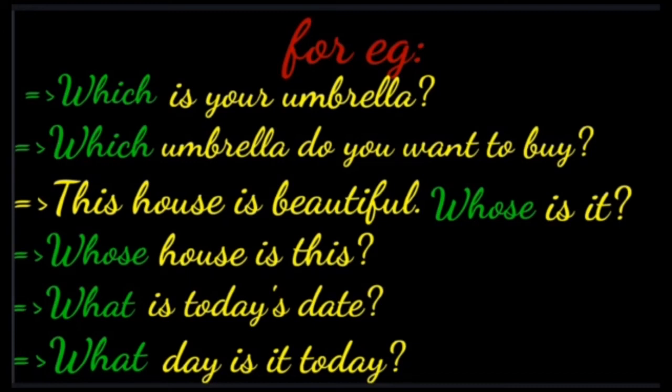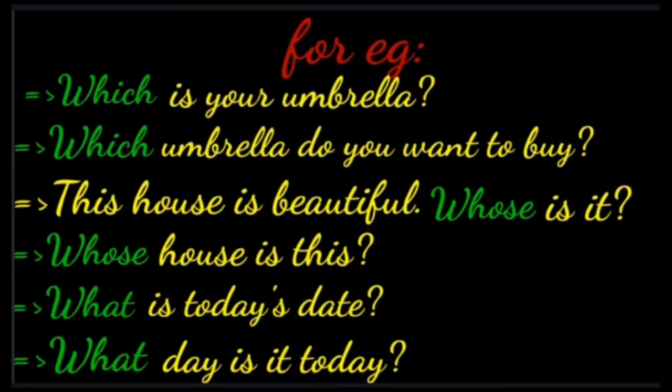In the first sentence in each pair, which, whose and what refer to the nouns umbrella, house and date. The verb comes immediately after them. They are interrogative pronouns. I repeat, in the first sentence in each pair, which, whose and what refer to the nouns umbrella, house and date. The verb comes immediately after them.